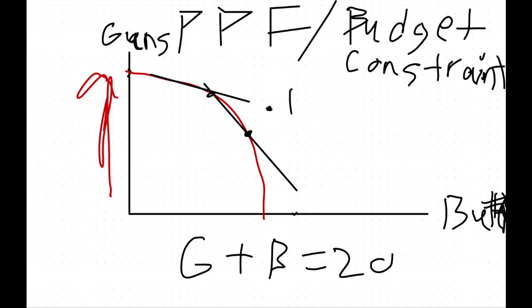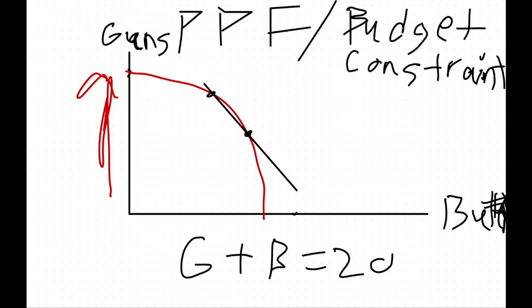And eventually it might even get completely flat. At some point, you just cannot use this resource physically to make guns. You're trading off in a completely useless way. And the same happens here. As you go lower, it becomes steeper because you're trying to use some resources that just are not useful for butter to produce butter.